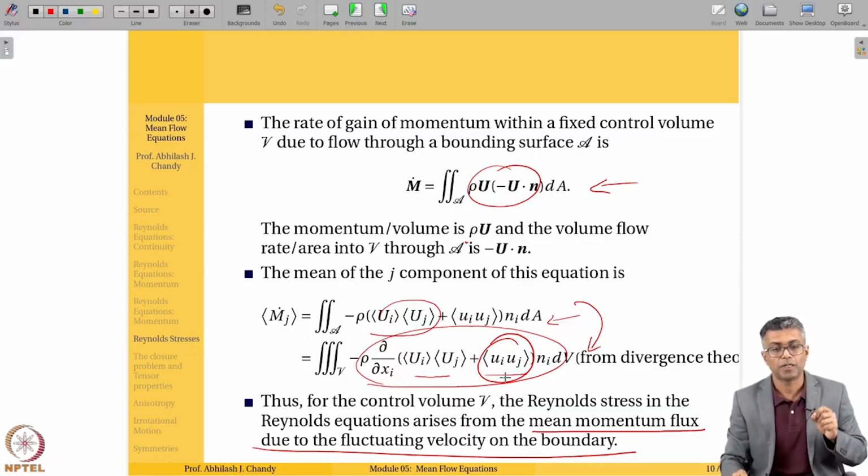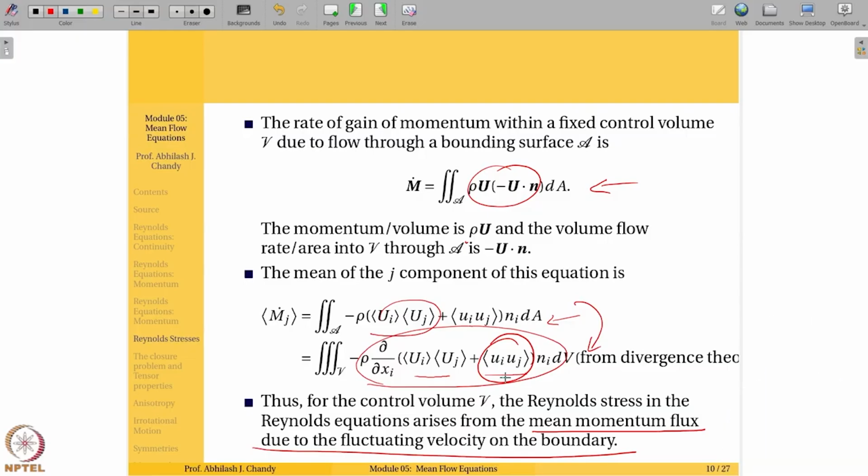So in today's class, what we have done is we derived the Reynolds equations both for continuity and momentum, and looked at the physical significance of this additional term that comes about because of the turbulent flow. In the next class, we'll delve deeper into these equations and look at what the closure problem is, what anisotropy is, and what symmetries we have to deal with.